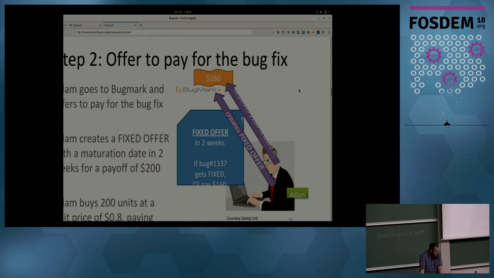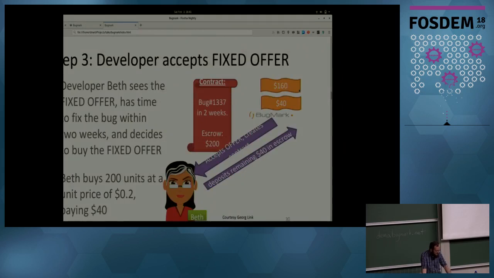Next, Adam offers to pay for the bug fix by creating an offer to own the fixed side of a smart contract, pays off in 2 weeks at a value of $200. Adam is offering to put up $160. If that bug is fixed, he'll lose his $160. If the bug goes unfixed, he'll get his original $160 back, plus 40 more, if this contract is formed.